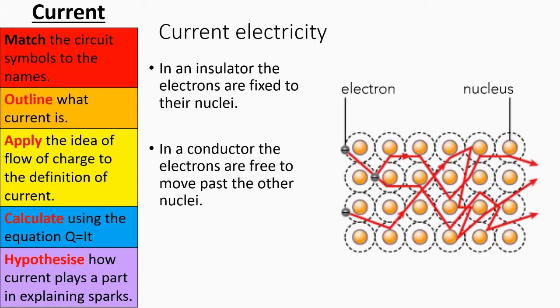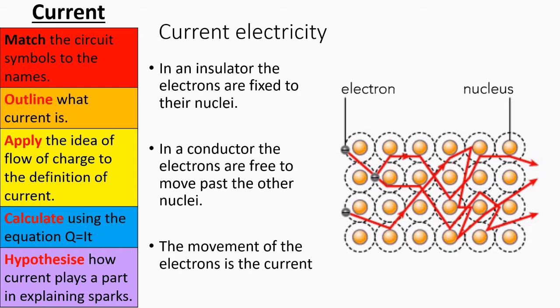This is a diagram of metallic bonding, and if you take a look there, you can see the electrons are able to move from atom to atom to atom. These are called delocalized electrons, and they're able to move from one end of a wire to another. The movement of electrons is called current.